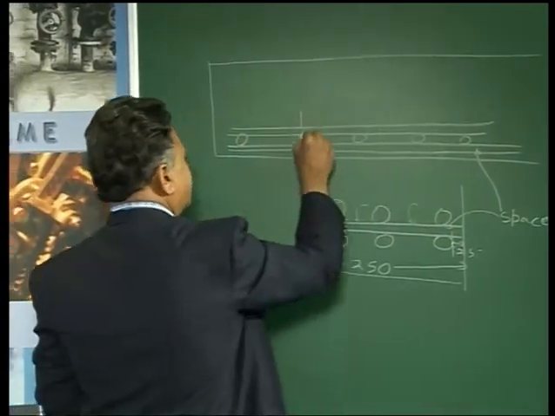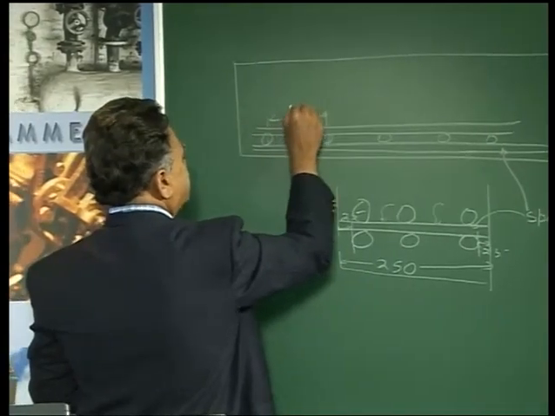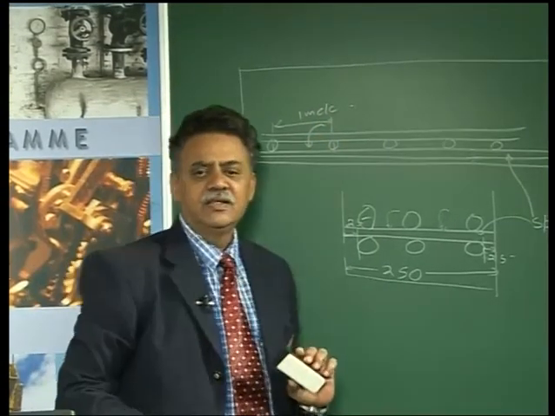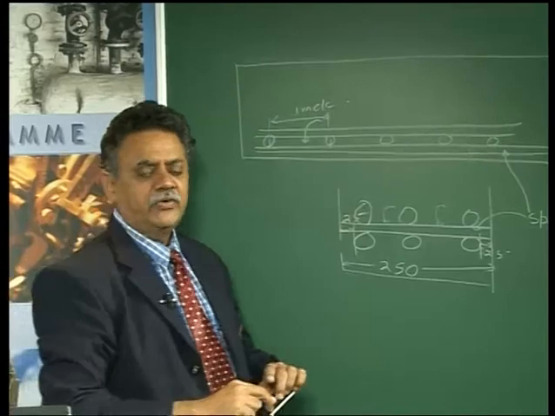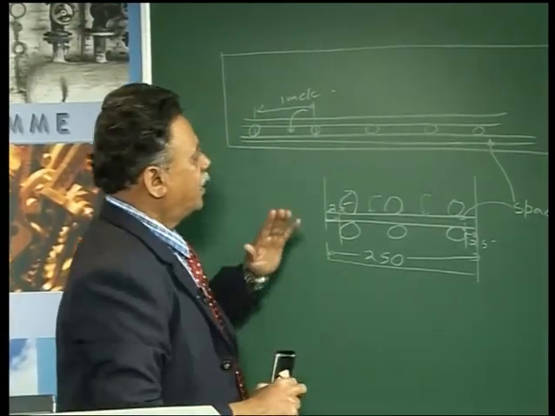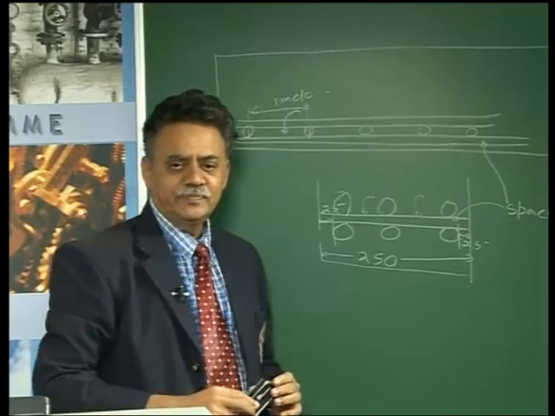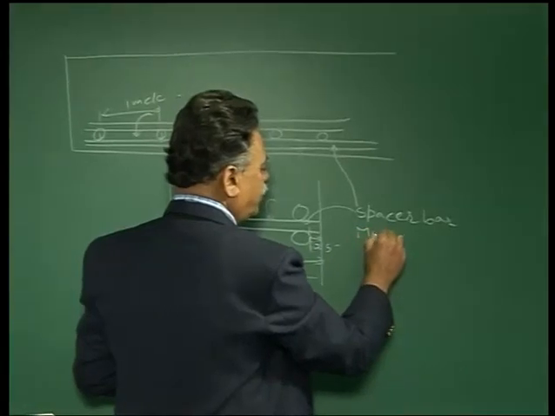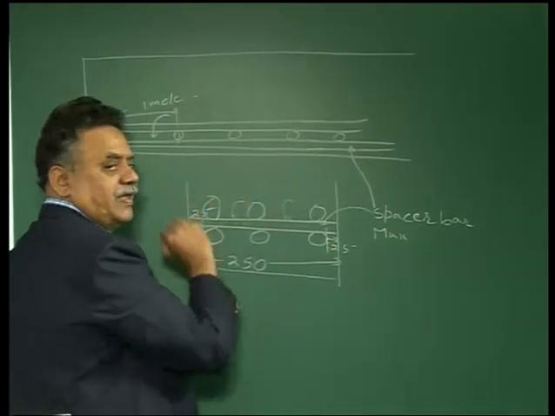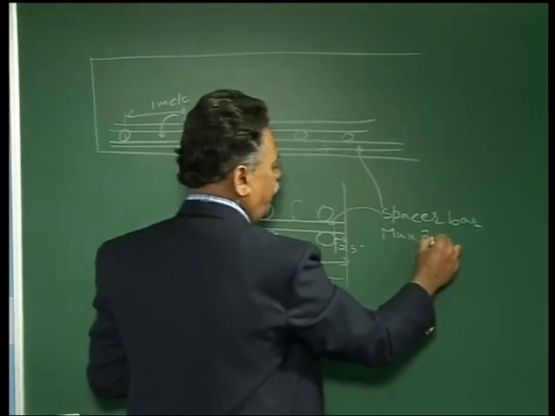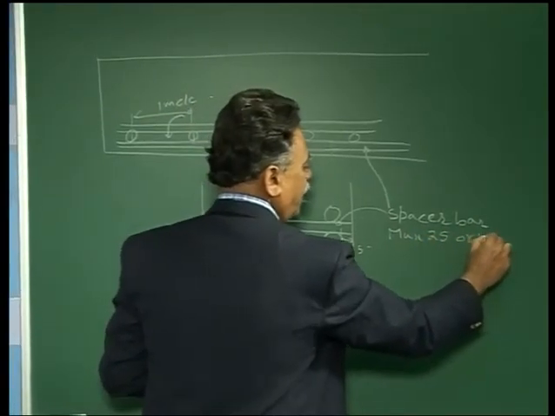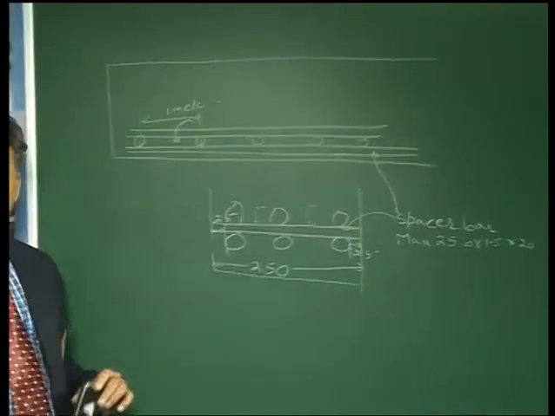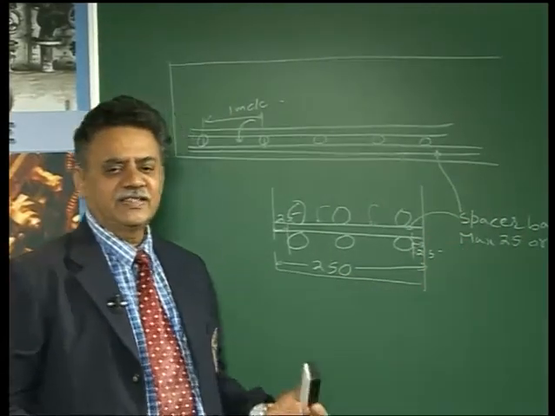So, this could be the distance you can maintain, 1 meter center to center. Here the concrete, if you pour, it will be going into the cover. So, what should be the size of this spacer bar? It should be either the maximum size of the two bars, suppose you provide this 25 and 20, it should be maximum of 25, or it should be 1.5 times the coarse aggregate, which is 20 mm. Or you can take it equal to the coarse aggregate size.